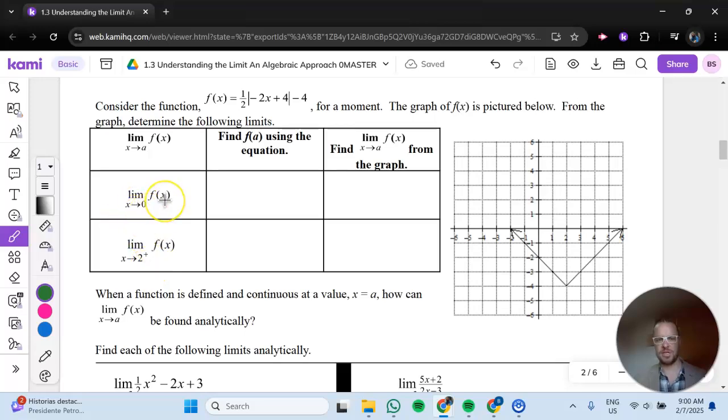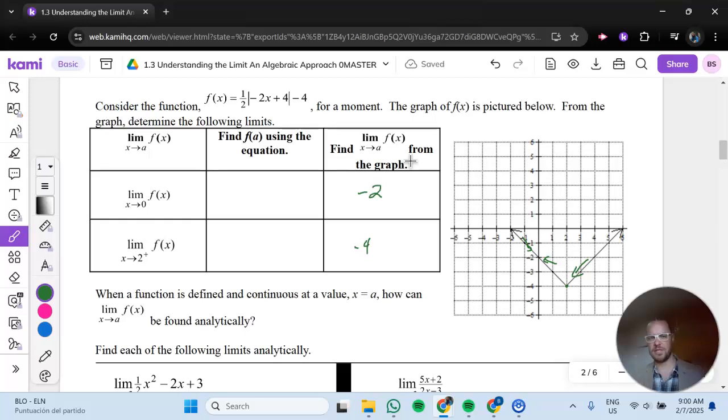So the limit as x approaches 0 of f of x, we're going to use the graph first, okay? So as we approach 0 here from both left and right, we're getting -2, okay? And then let's do this one as well. As we approach 2, that's right here, okay, from the right-hand side, we're going to approach -4.